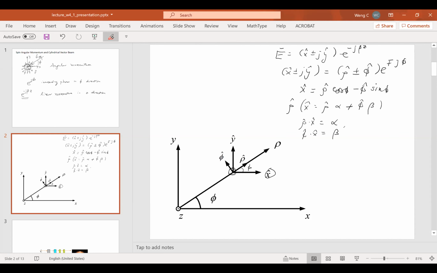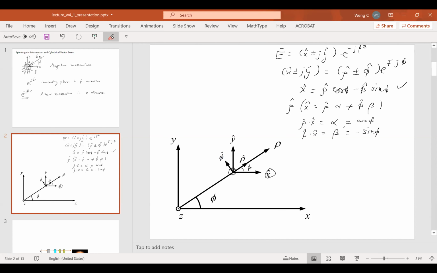If you take the dot product of this equation, you can find alpha and beta very easily. And we know how to find the dot product between x hat and rho hat. The dot product between x hat and rho hat is just cosine phi. And then the dot product between phi hat and x hat is just minus sine phi. That's how we get this equation.